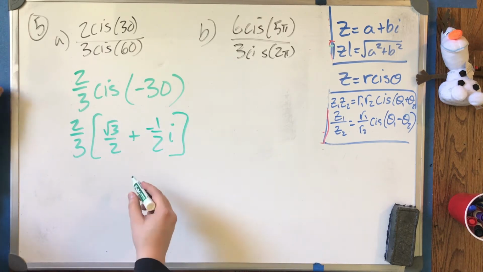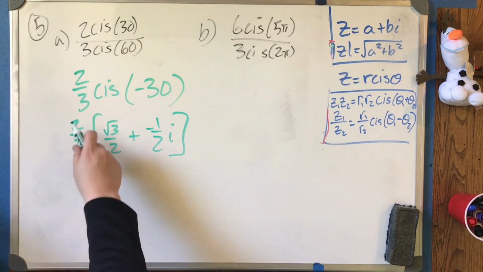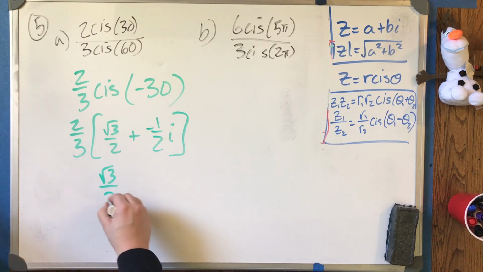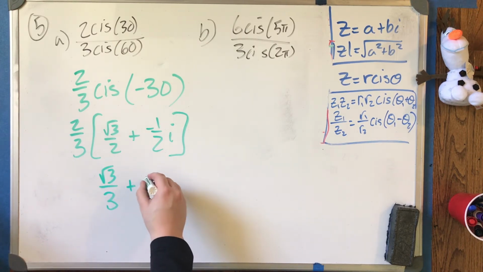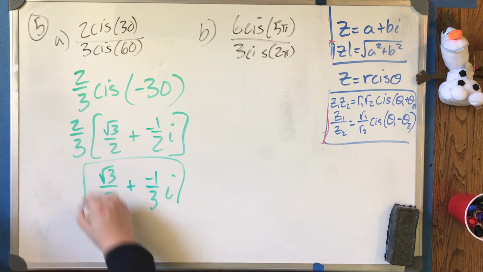times the I value. We don't want to forget that. And now if I just distribute these things through, I get a square root of 3 over 3 plus a negative 1/3 I. Boom, done.